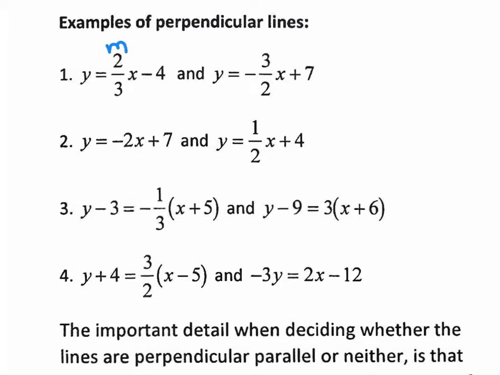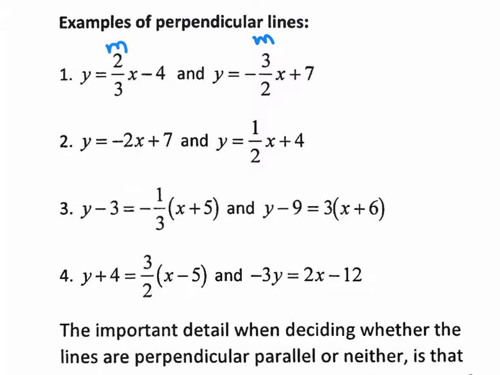Now, if I were to do an opposite reciprocal slope, if I changed it to a negative and then flipped the fraction, what would it say? It would say -3/2. So this is definitely perpendicular, not parallel. Does that make sense? All of these are examples of perpendicular slopes. All of these slopes are opposite reciprocal slopes of each other.